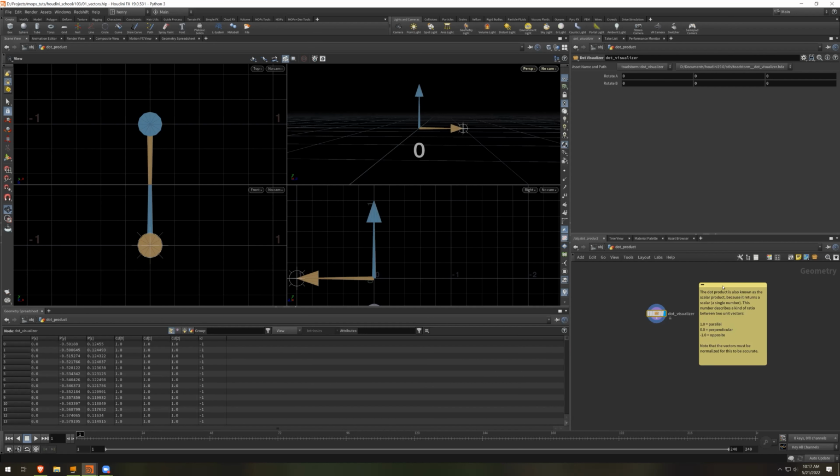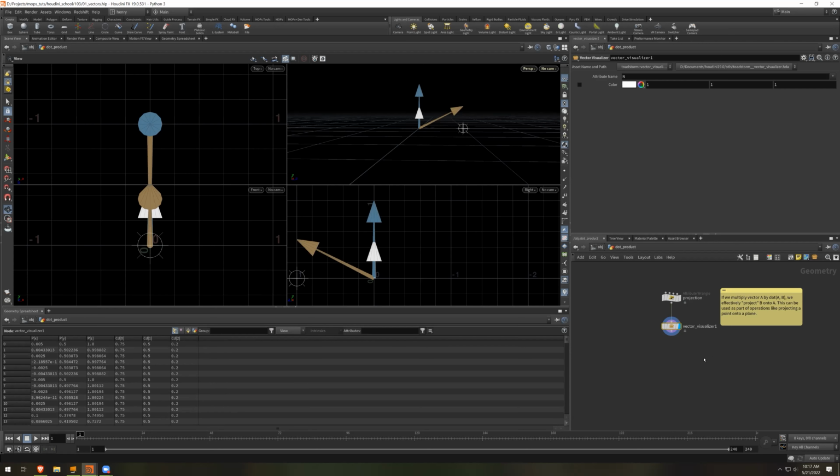Let's go to the next visualizer here. Another thing you can do with a dot product is literally project vector B onto A. This is useful when you're projecting something onto a plane, or for other, more complicated reasons that we'll touch on later.